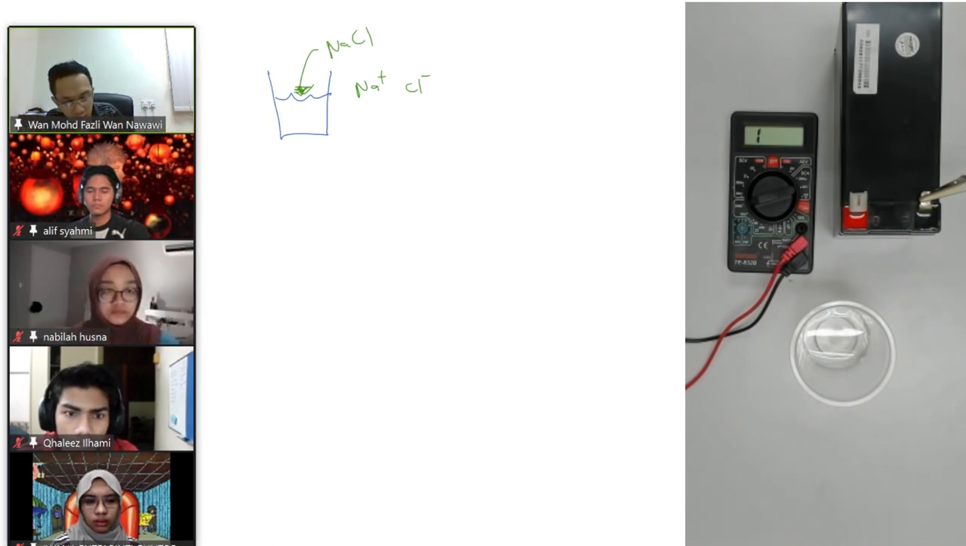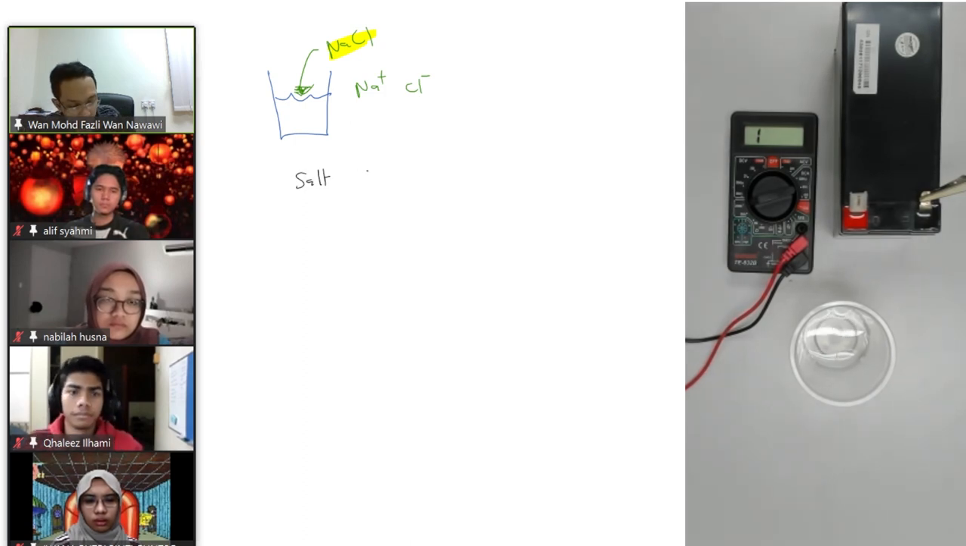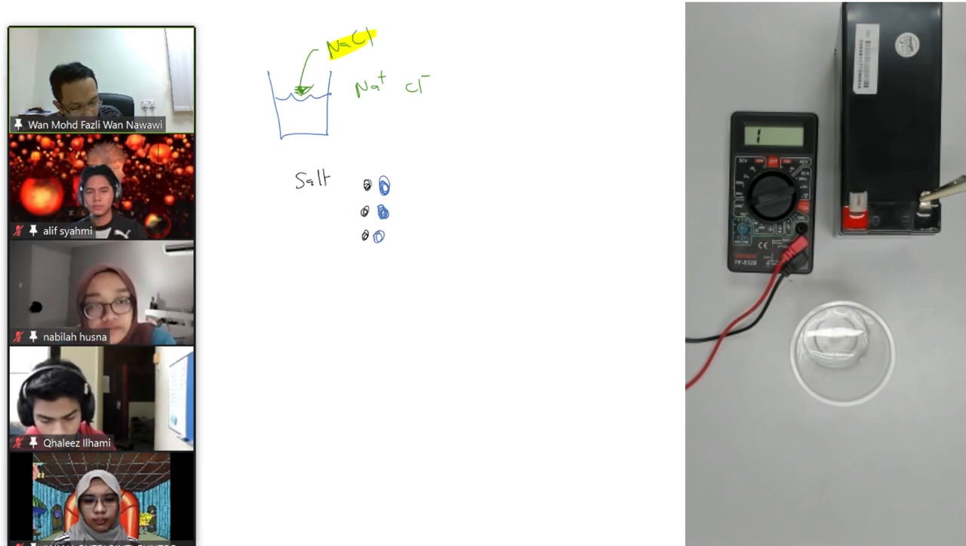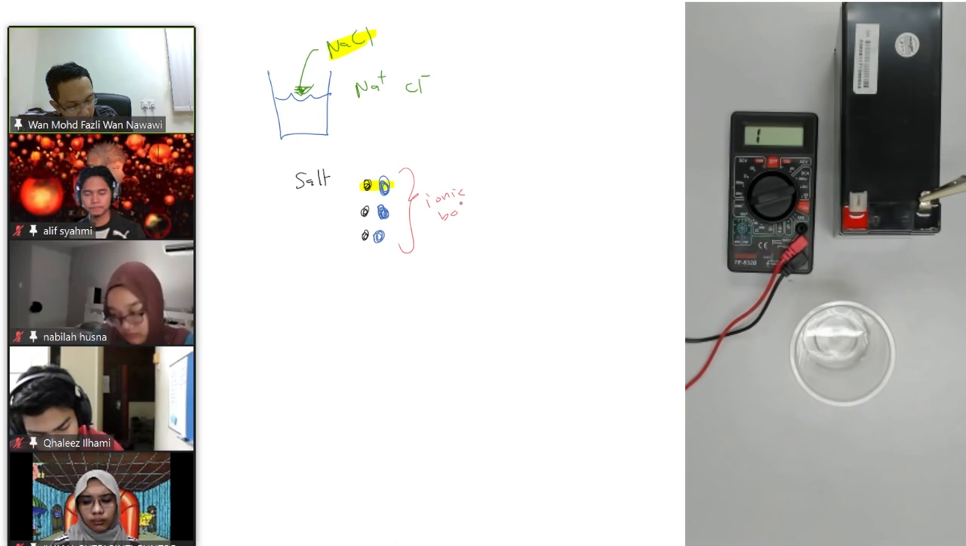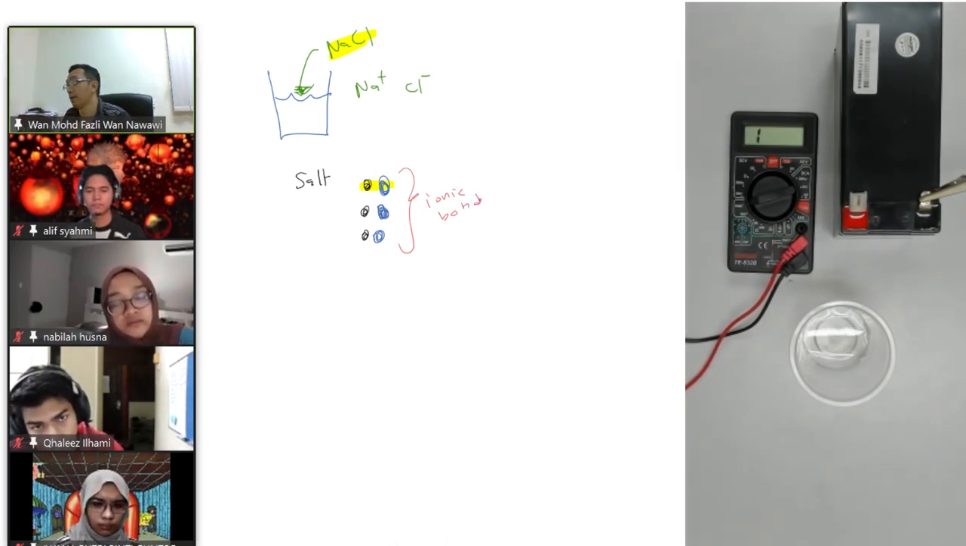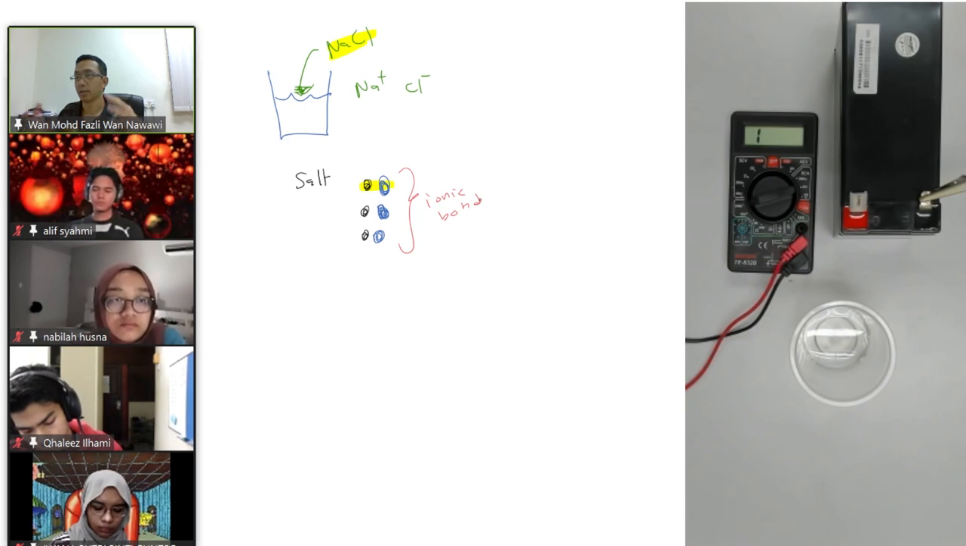If you look at the salt here, the way they combine with each other is using the ionic bond. Imagine you have sodium, sodium, sodium, and then you have chlorine, chlorine, chlorine. These two things are connected with the ionic bond. It's not a covalent bond, it's not a metallic bond. We learned before the covalent bond is where the atoms share the electron. It's also not a metallic bond, because in a metallic bond you have free electrons. So the salt is a type of material that is connected with the ionic bond.